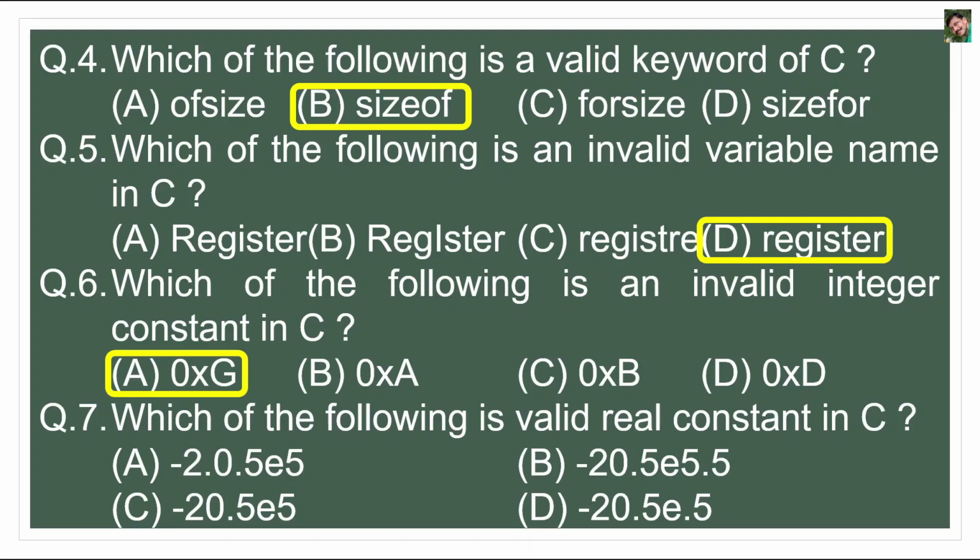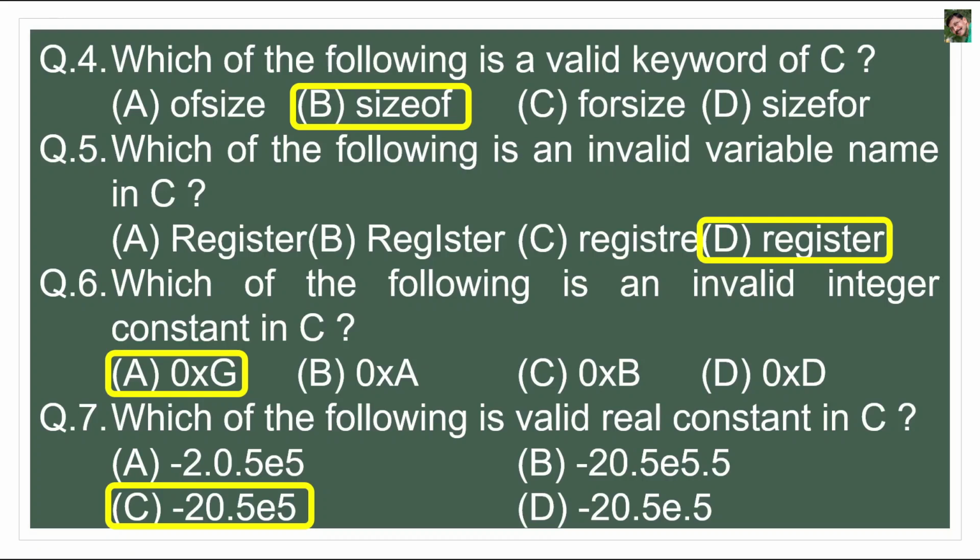Question number 7. Which of the following is a valid real constant in C? It is very easy to make out the correct answer. That answer is option C, because in the rest of the 3 options you see there are 2 decimal points. Option A is minus 2.0 point, which is wrong. There cannot be 2 decimal points in a number. Same is with option B and option D.